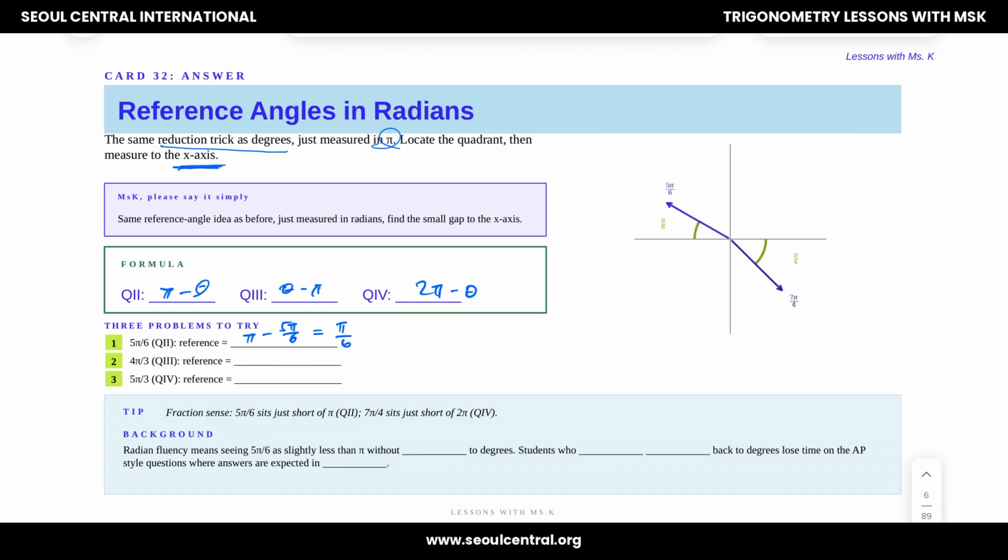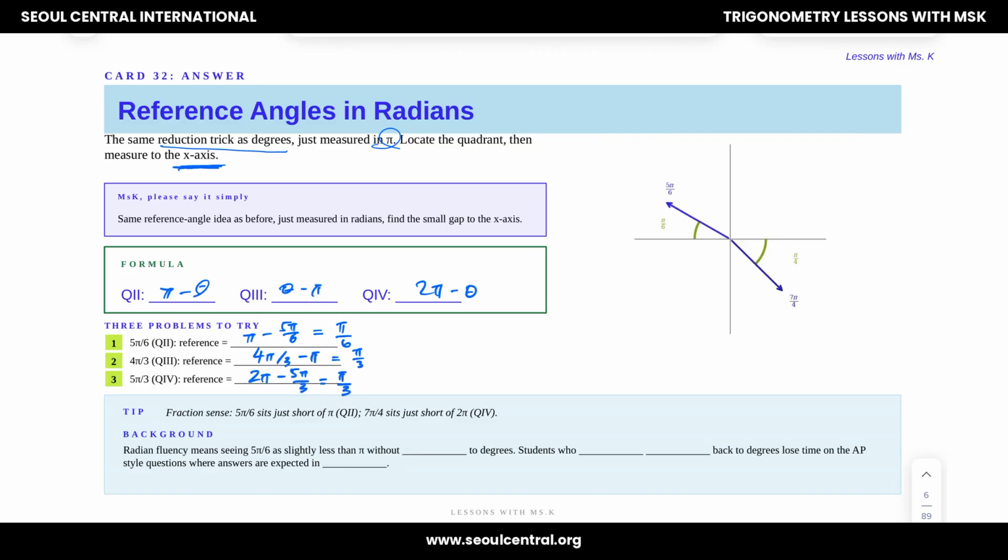Number 2, 4 pi over 3 in quadrant 3. Our reference equals 4 pi over 3 minus pi by using the formula for quadrant 3, so our answer is pi over 3. Number 3, 5 pi over 3 in quadrant 4. The reference is 2 pi minus 5 pi over 3, so the answer is pi over 3 again.